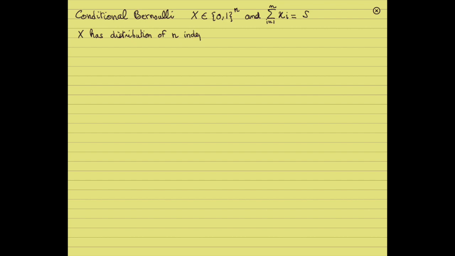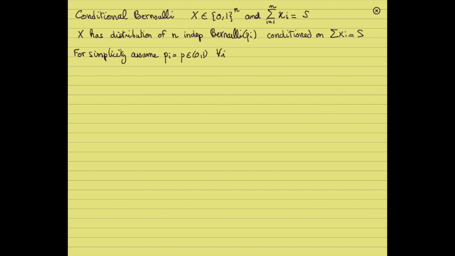And so the distribution of interest, the target distribution here, is the distribution of n independent Bernoullis, each with a different parameter in general, but conditioned on the sum of the x's being equal to s. So for simplicity here, we'll just assume that all the Bernoulli parameters pi are equal to the same value p in the interval 0, 1. So that simplifies things a lot.